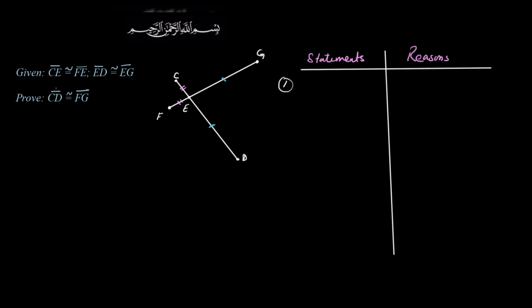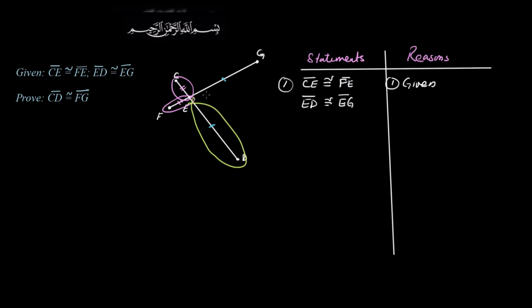So first, given: CE is congruent to FE. That's given to us. And at the same time, you can write both givens in the same line if you need to: ED is congruent to EG. The reason for this is that this is given information. So I said CE, that's this, is congruent to this. Those two baby segments are congruent. And the second piece of information says that ED is congruent to EG over here.